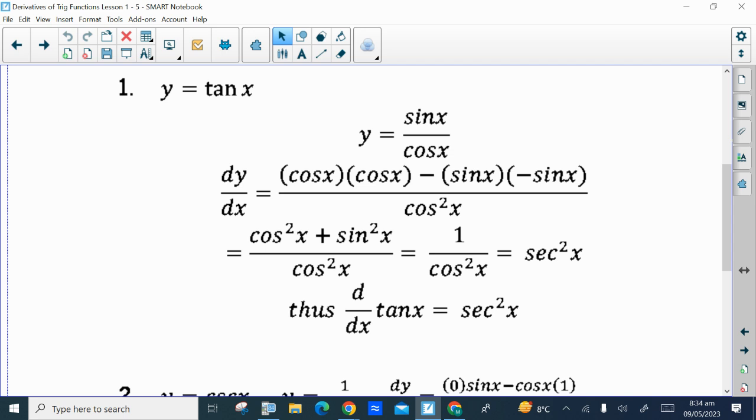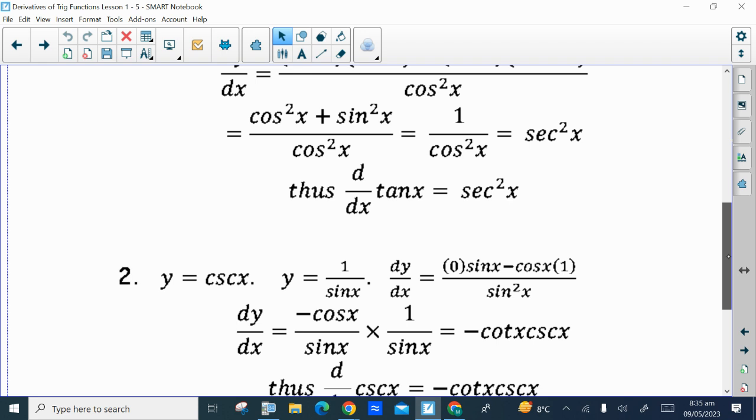We can determine that by saying that tangent is sine x over cos x, and then use the quotient rule to differentiate. So dy by dx is the derivative of the top times the bottom minus the top times the derivative of the bottom all over the bottom squared. When you multiply these out, you're going to get cos squared x plus sine squared x all over cos squared x. Cos squared x plus sine squared x is 1, and 1 over cos squared x is secant squared x. So the derivative of tan x is secant squared x.